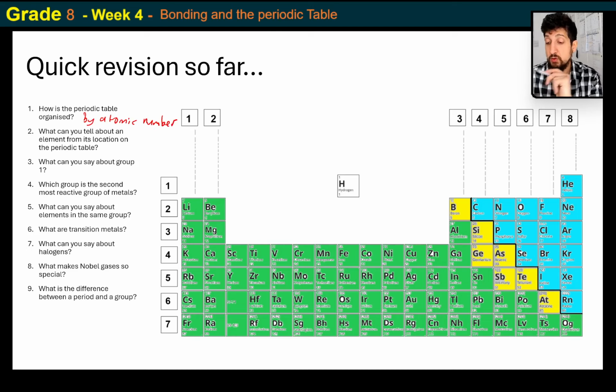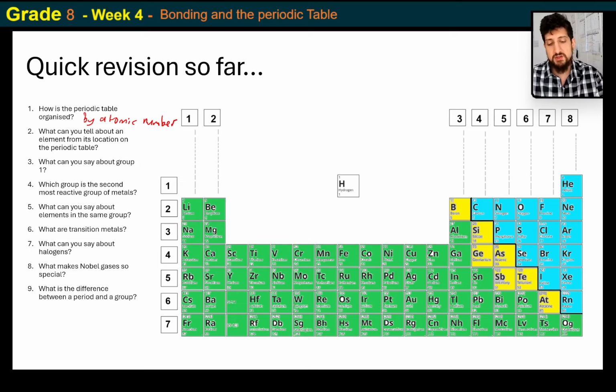By atomic number, or the number of protons. What can you tell me about the element from its location in the periodic table? So let's see. What can you tell me about sodium? Which group is it in? It's in group 1. It's highly reactive. So you can tell me a lot about the element from its location. You can predict a lot.